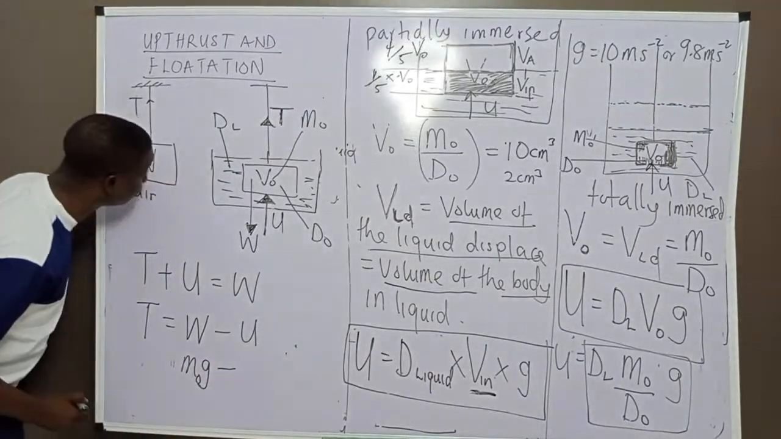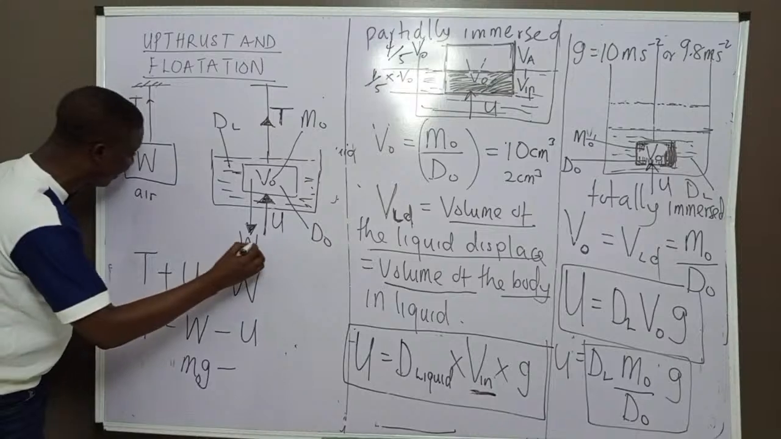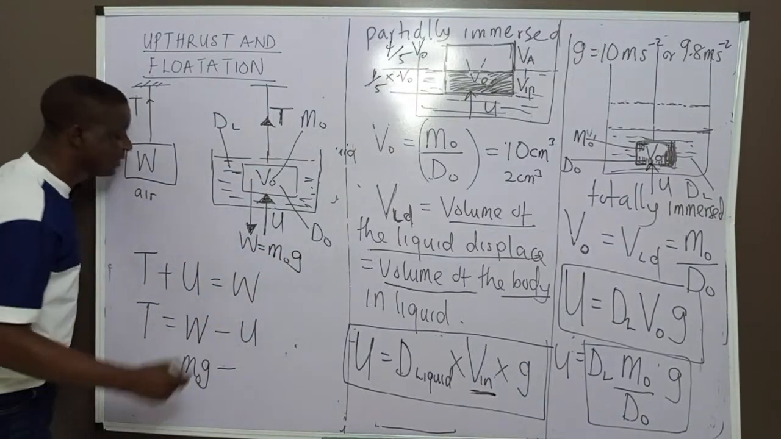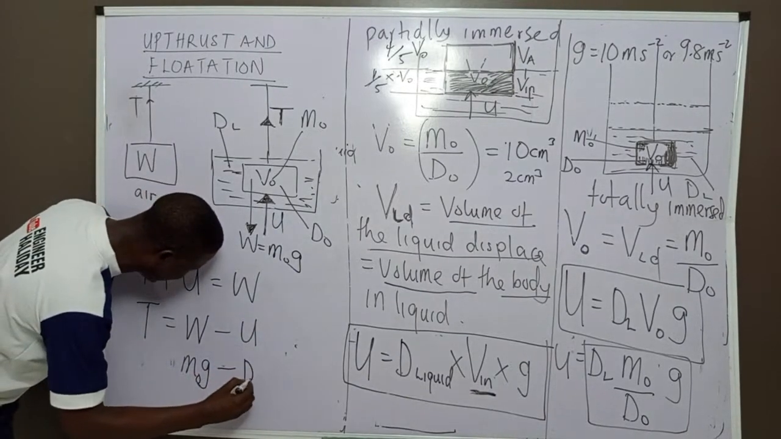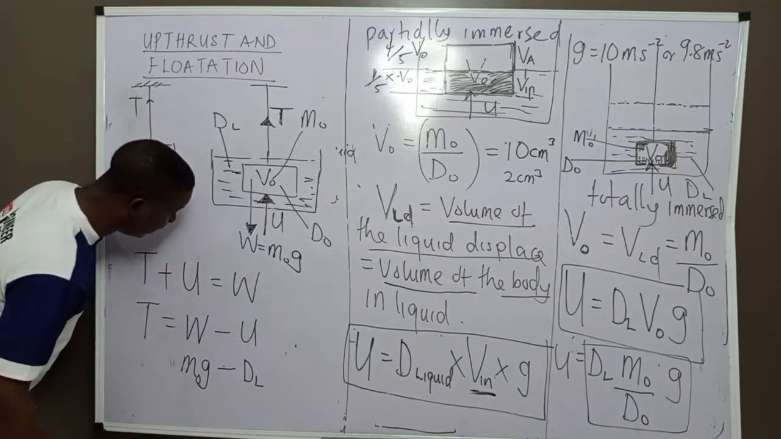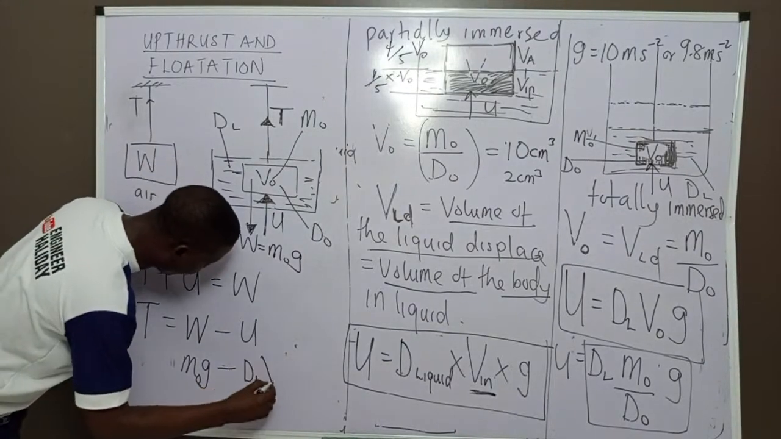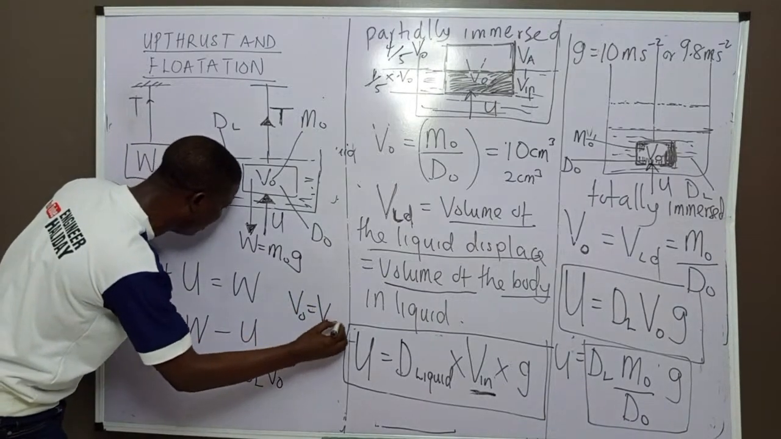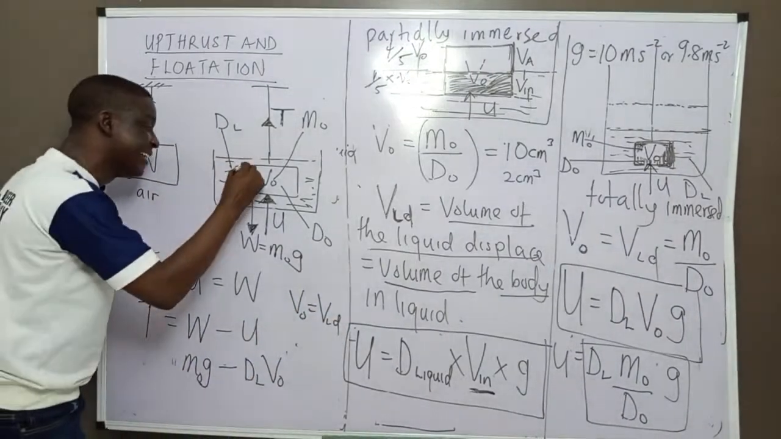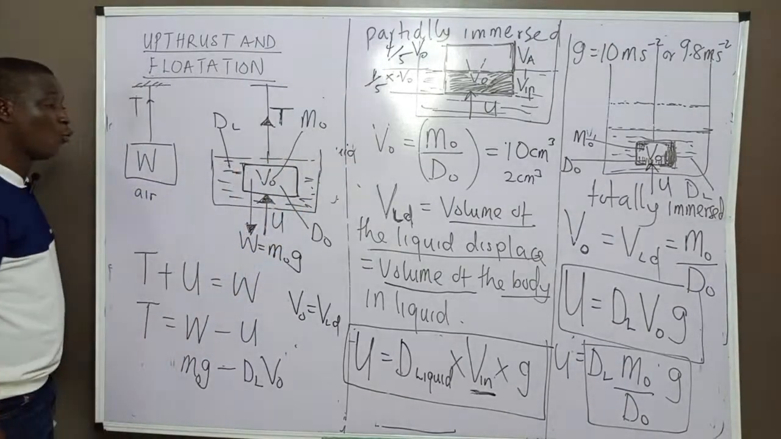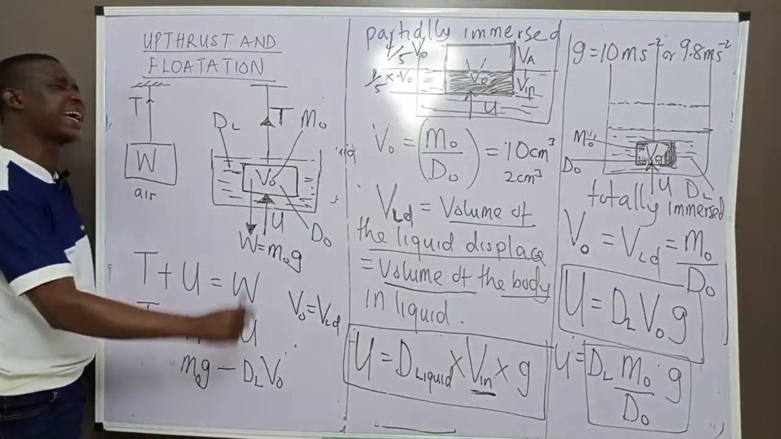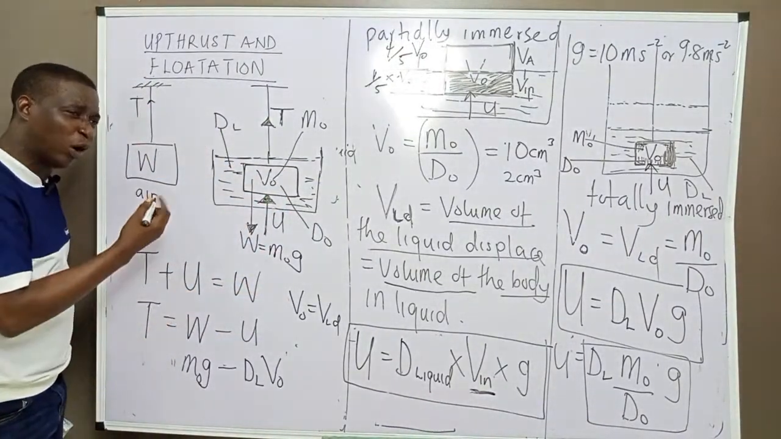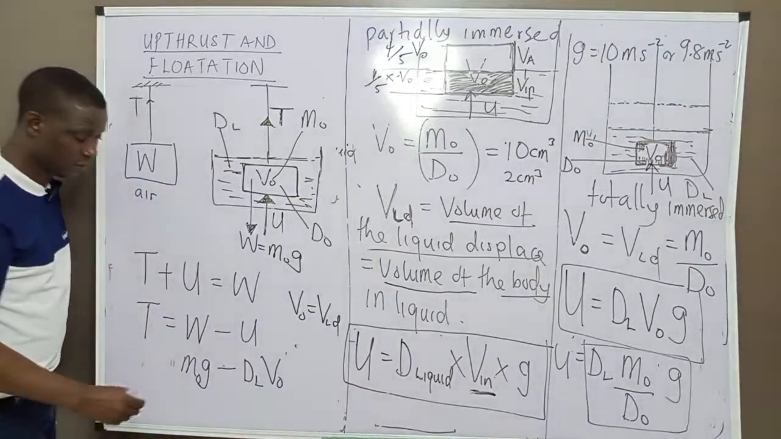The mass of the object times gravity is equal to weight. How do we get upthrust? Upthrust is the density of the liquid times the volume of the object. Why? Because the volume of the object equals the volume of the liquid displaced. Why? Because the body is totally immersed in water. When the body is totally immersed in water, the volume of the object is equal to the volume of the liquid displaced.